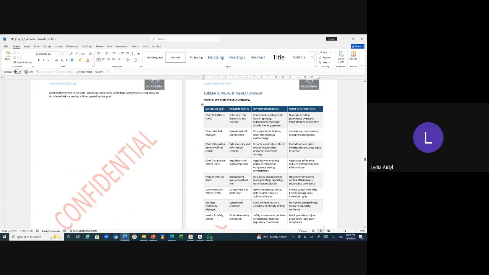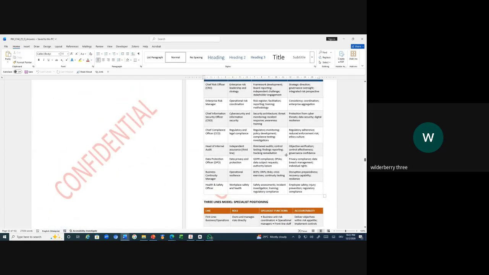Especially a specialist role. You have the role. What is the primary focus? What is the key responsibility? And what is the contribution? I only need a table, and the table I memorize in a way. You need not memorize it all the day. If you memorize 3, 4 out of them, it's already fine.